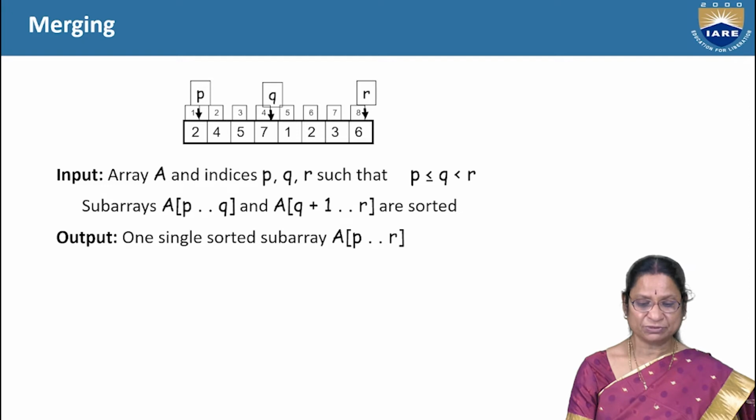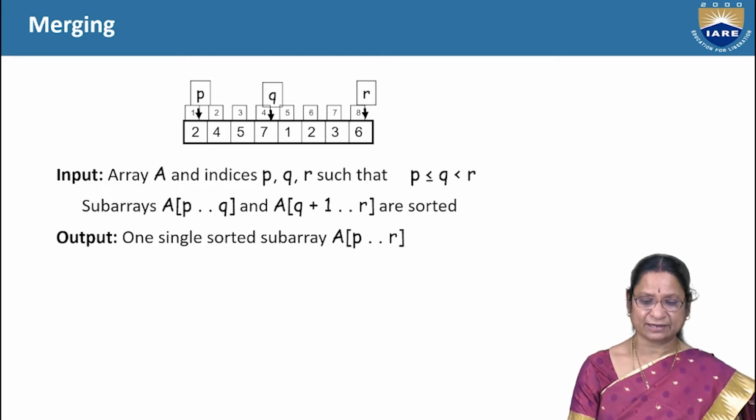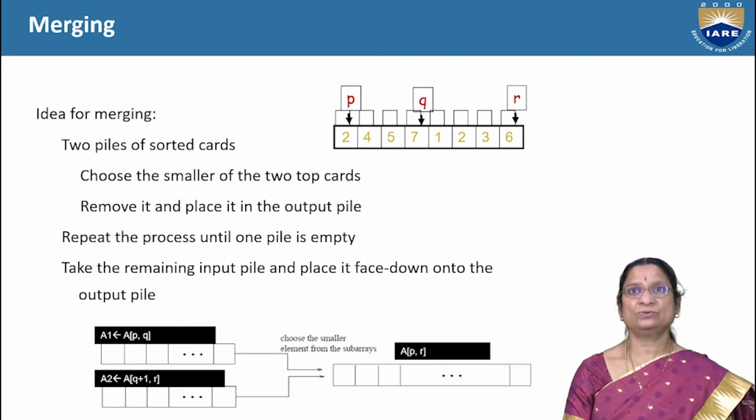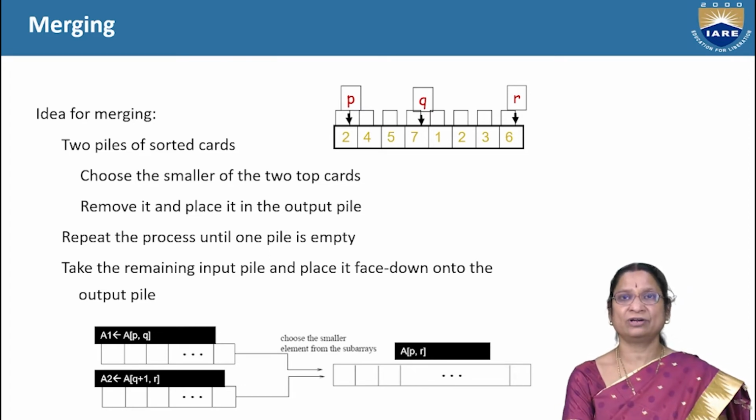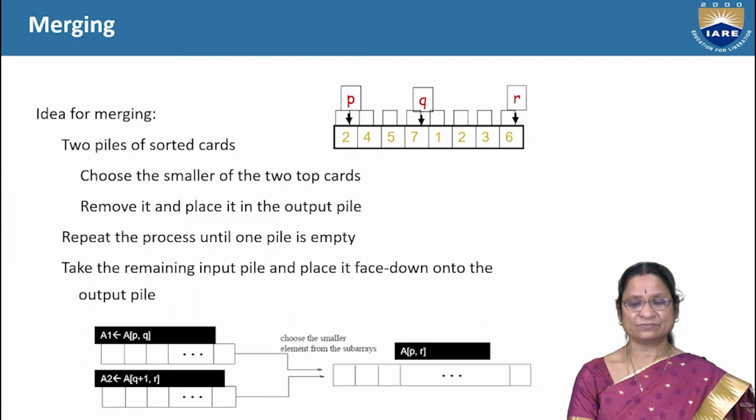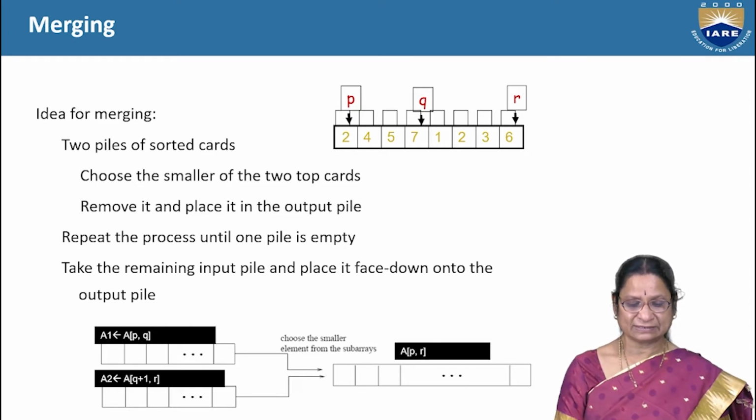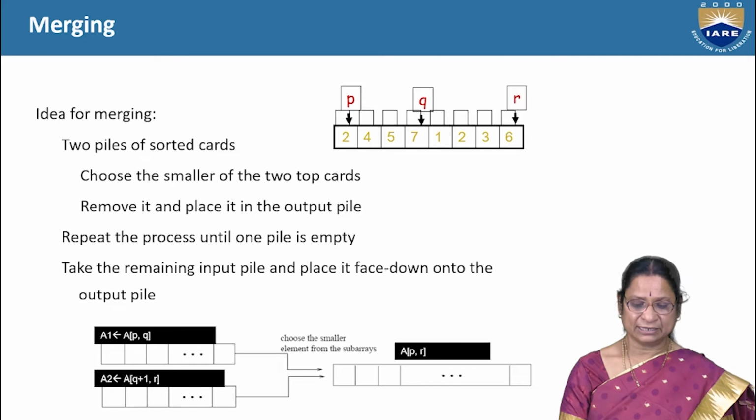Right? So let us assume that 2, 4, 5, 7, 1, 2, 3, 6 are there. P, Q, R are there. An array is given. One single sorted subarray is there. Unsorted subarray. We have to get a sorted subarray. So let us assume that if you would like to merge two sorted piles of cards, choose the smallest one. For example, two sets of cards are there. Already those are in sorted order. How will it do? Choose the smallest one of the top two cards and remove it and place it in the output file. Repeat the same process until the entire pile is empty.